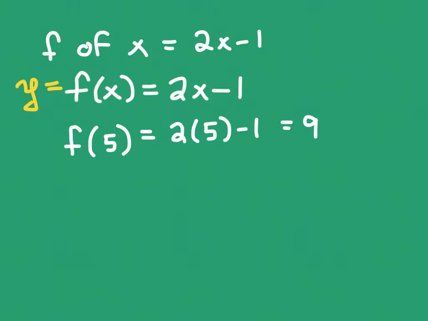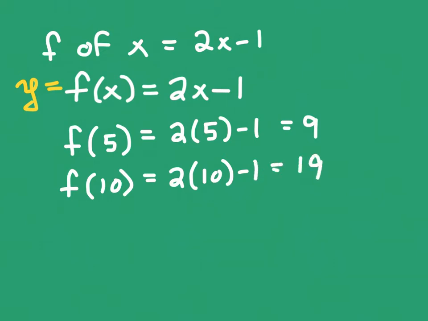If I wanted you to find out the value of the function when x was 10, I could write those words out, or I could say find f of 10. That means find the value of that function when x is 10. I do 2 times the input, that 10, and I take away 1, and I get 19. So it's new notation. We read that again as f of x. Some people say f at x, but usually we say f of x.